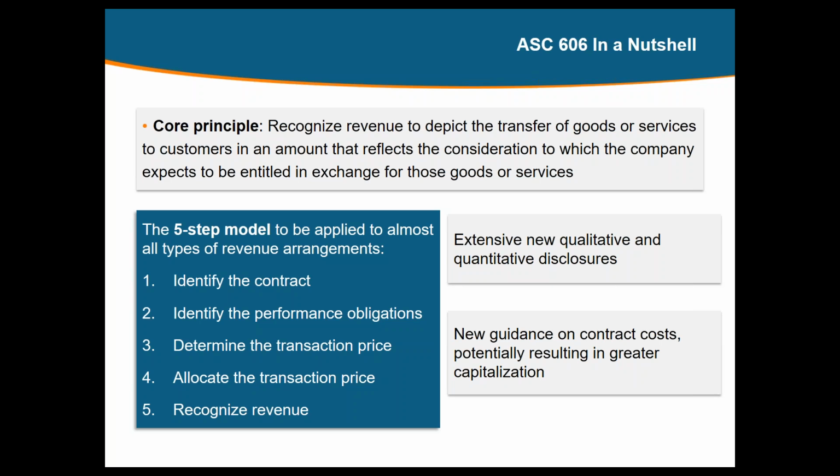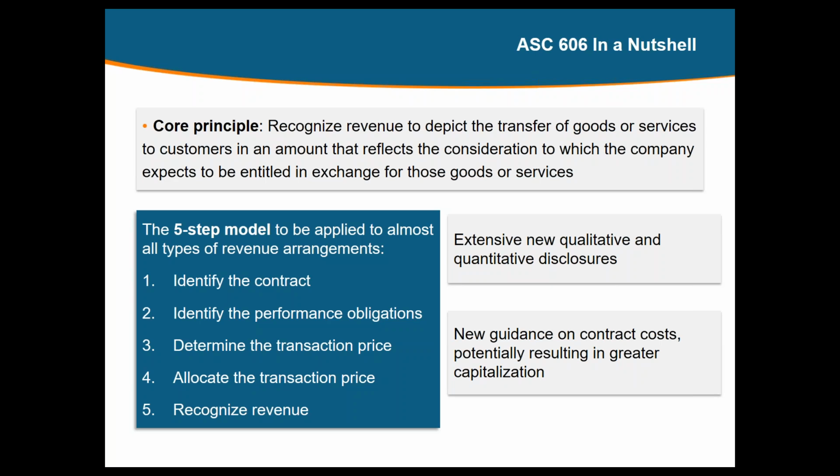Finally, in step 5, you get to recognize revenue. So for each performance obligation, based on the amount that was allocated to the performance obligation, you recognize revenue as that performance obligation is satisfied. So kind of conceptually, I think it makes a lot of sense, but obviously with that, like with everything, the devil's in the details. So in addition to the accounting, the new standard also provides for extensive new disclosures from both a qualitative and quantitative perspective.